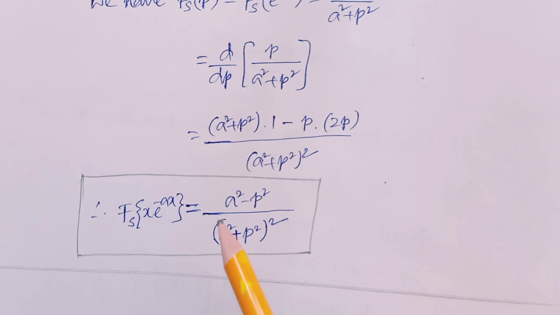So this is how we can find the Fourier sine and the cosine transforms of different functions by using the formulas and the properties also. I hope you understand. Thank you.